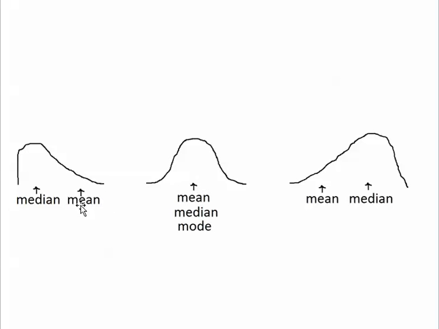So you can think of it as the mean is being pulled toward the direction of the skewness. When it's skewed to the right, like this, the mean is pulled toward the right end. When it's skewed to the left, the mean is pulled out toward the left end.